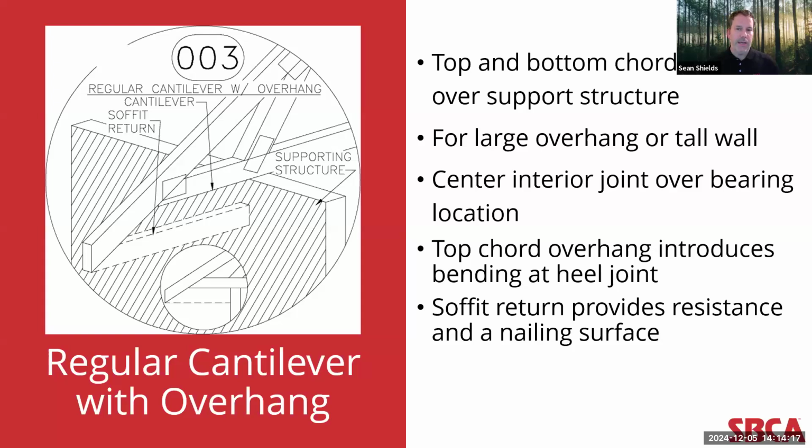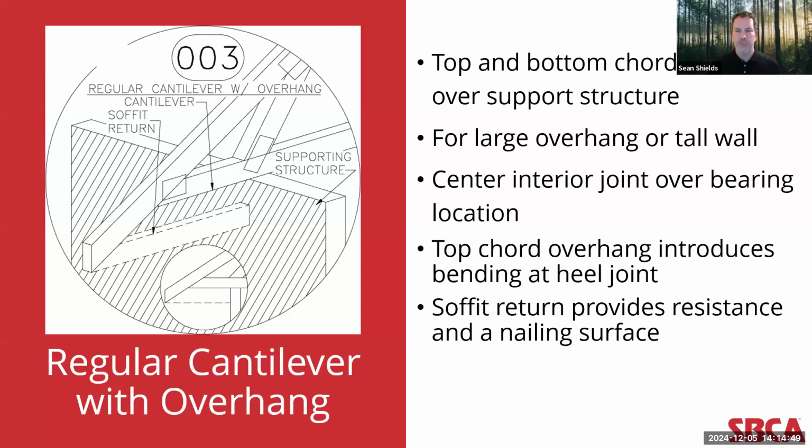Detail 3 is a combination of the two previous details. With the truss top chord and bottom chords extending out over the support structure, there is also an interior joint that rests upon the support structure. The top chord is extended to create an additional length of overhang, which will need a soffit return to provide resistance to the bending forces in the overhang, as well as create a nailing surface for soffit material.